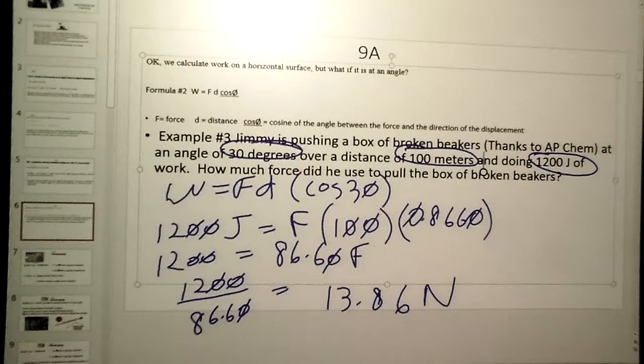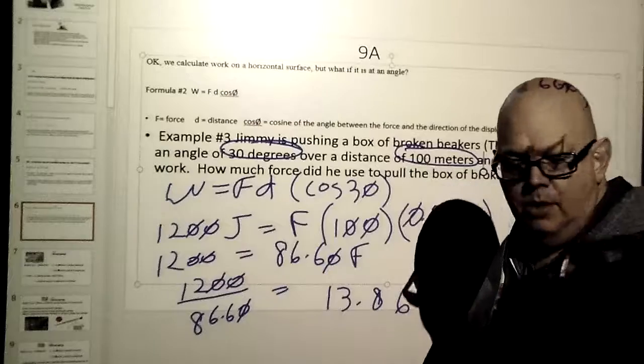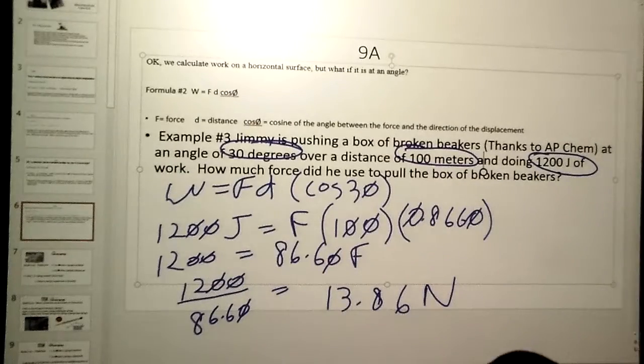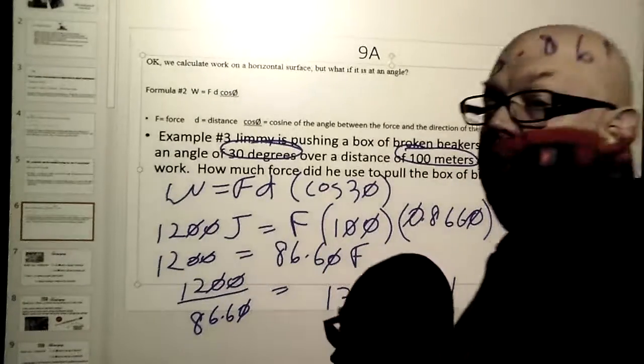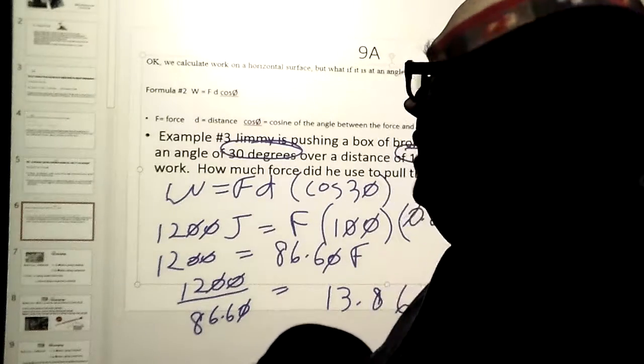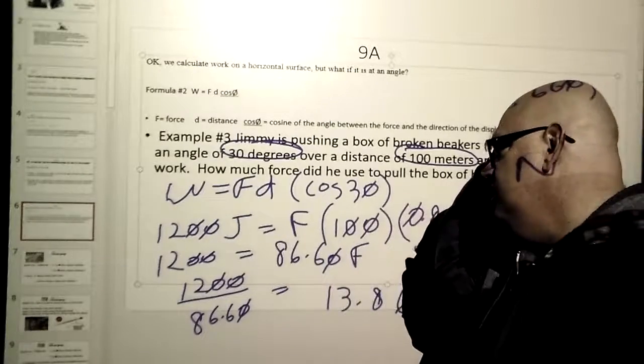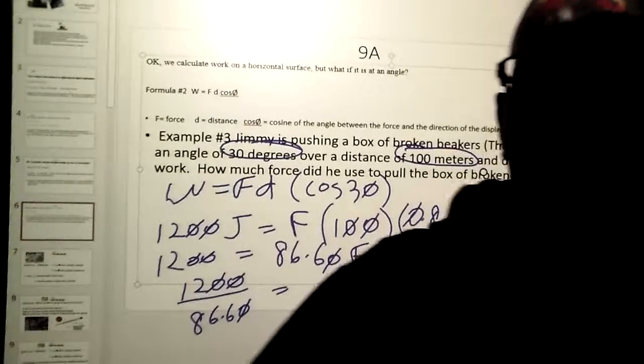Not a lot of force that's put in, but it's moving the box and it's getting the job done. Well, that's it for the first part of Physics Chapter 9. As I am running out of time here, we covered work for Chapter 9. All right, take care.